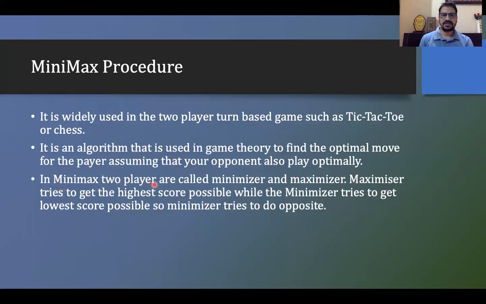In Minimax, two players are called minimizer and maximizer. So we have two players, minimizer and maximizer. The maximizer tries to get the highest score possible, while the minimizer tries to get the lowest score possible. So the minimizer tries to do the opposite, and tries to get the lowest score for its opponent, not for itself. So there are two types of players here, minimizer and maximizer.